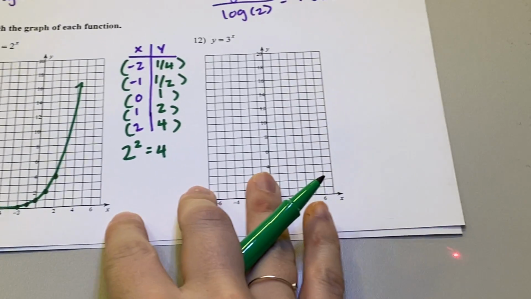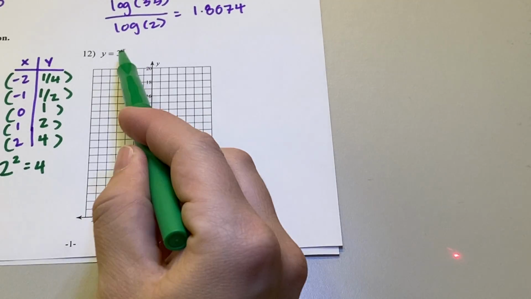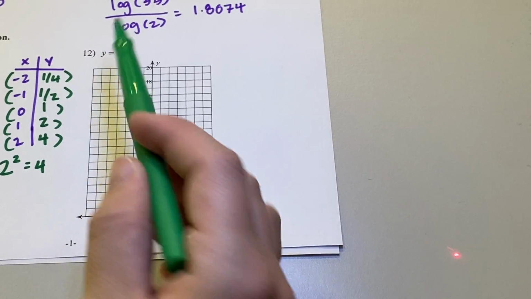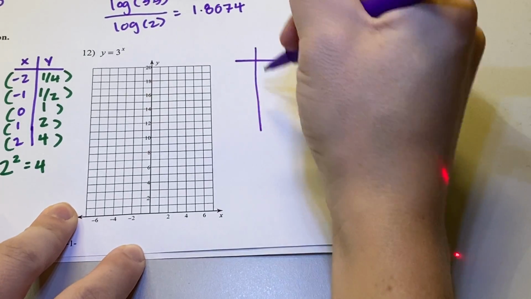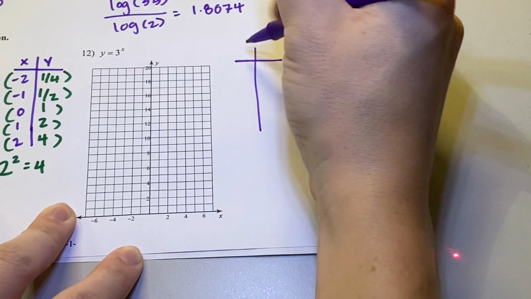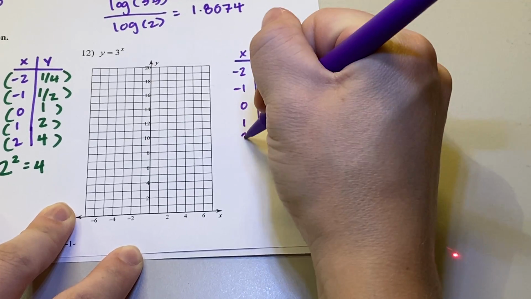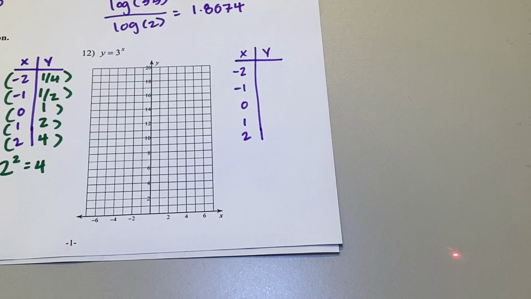Moving on to number 12. Let's do it. So instead of 2 to the x, like on number 11, it is now 3 to the x. But we're still going to do the same thing. Give yourself a table. My x is in the exponent spot, so we want to plug in values for x. Same values. Gives us some negatives, gives us a 0, gives us some positives. So let's figure out what we would get.